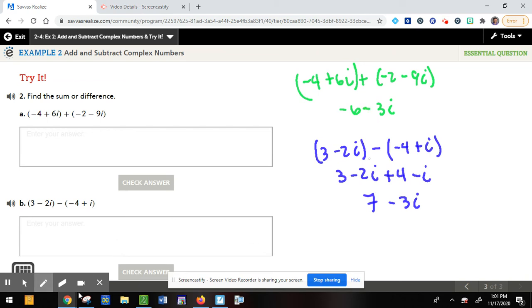All right, and then for part B, where you're subtracting, I would distribute the negative sign in. So minus negative 4 is plus 4, minus positive i is minus i. And now 3 and 4 combine to 7, negative 2i and negative i combine to negative 3i. All right, let's take a look at example 3.